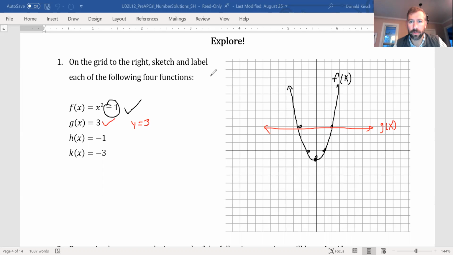And then, of course, we've got to do the same thing with the next two at -1. And that's h of x. And then finally at -3. That one almost goes through the line. And that's k of x.